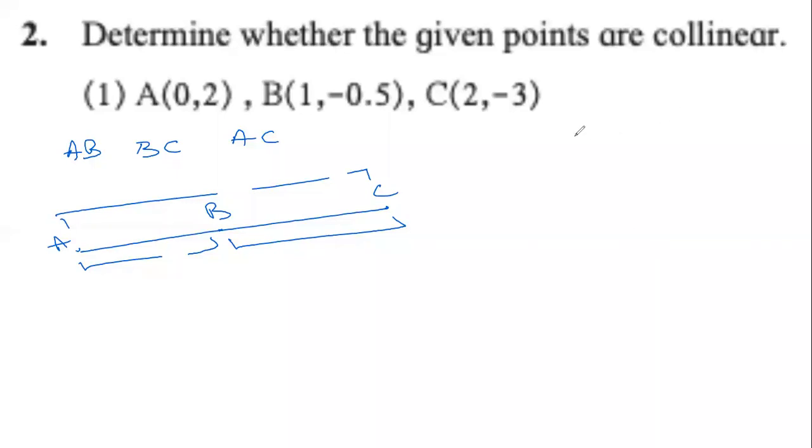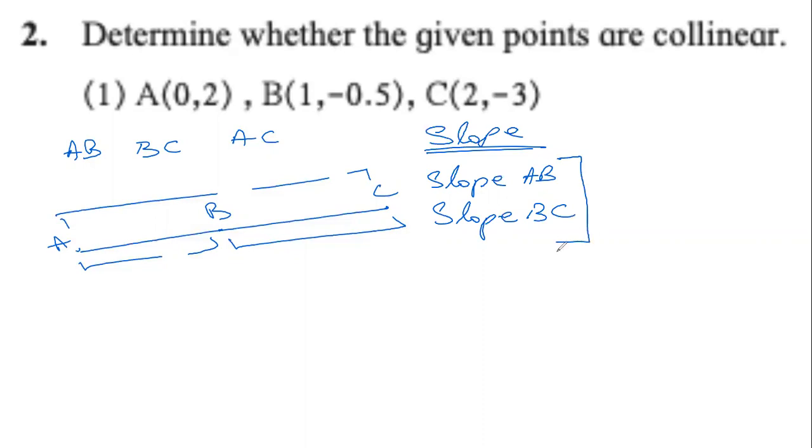Remember, once again, there are two ways to answer this question. For me, it is easier to use the slope method. In the slope method, I will have to find the slope of AB, and I will have to find the slope of BC. If these two slopes are the same, I will say yes, they are collinear. If these two slopes are different, then I will say these are not collinear. The other method is the distance method.